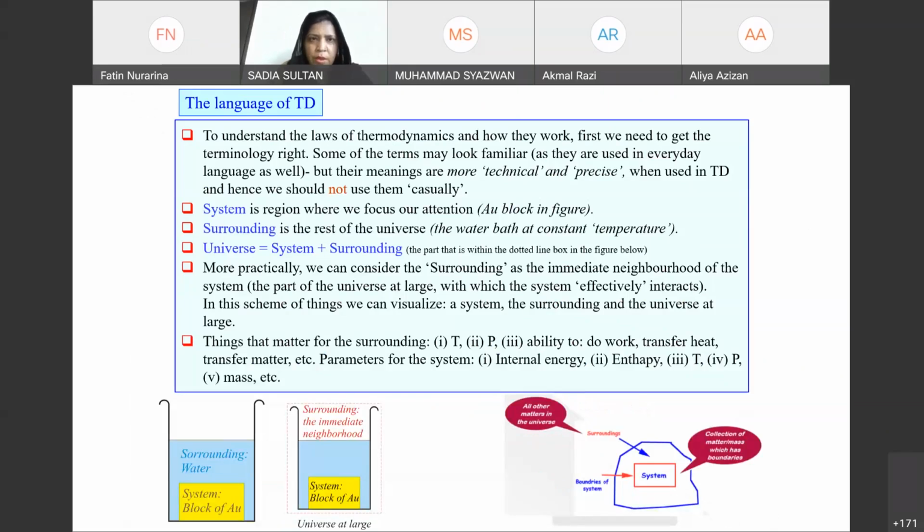The language of thermodynamics. To understand the laws of thermodynamics and how they work, first we need to get the terminology right. Some of the terms may look familiar as they are used in everyday language, but their meanings are more technical and precise. In our surroundings we see many thermodynamic properties, but we don't know them in a technical, precise way. For example, previously you didn't know your cup of tea is also an example of thermodynamics, but you know now that you have this terminology.